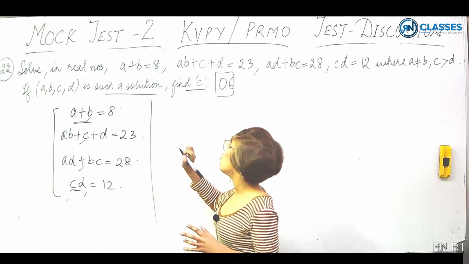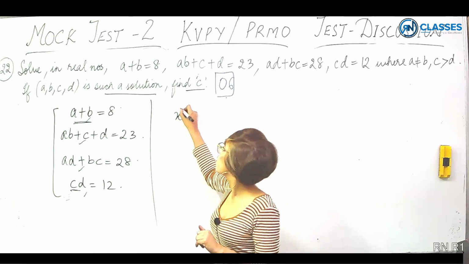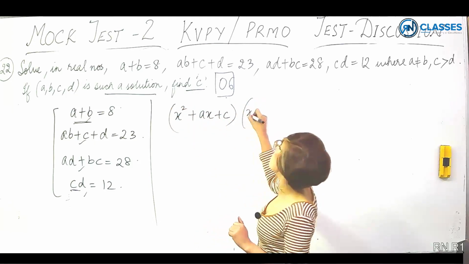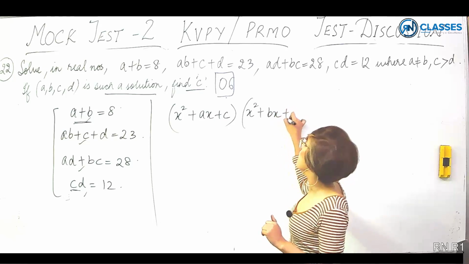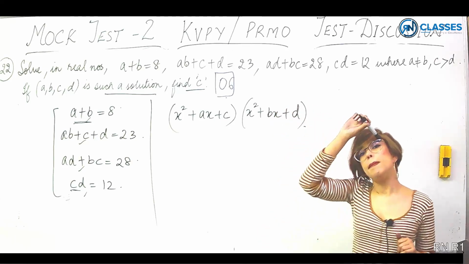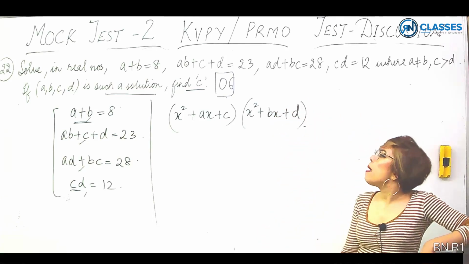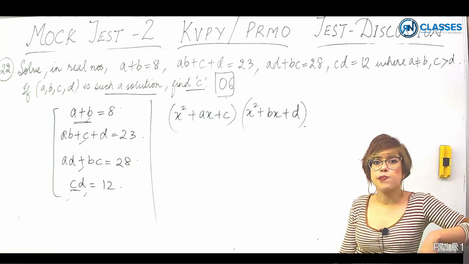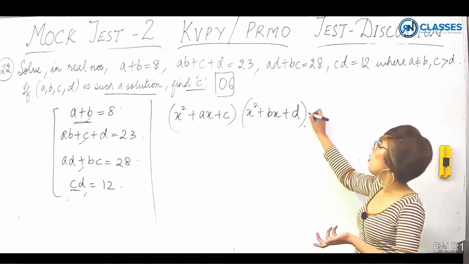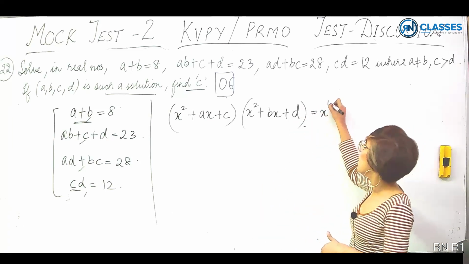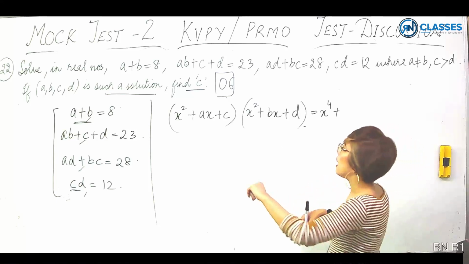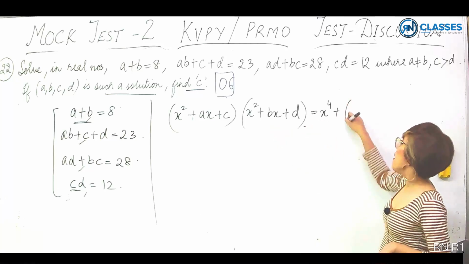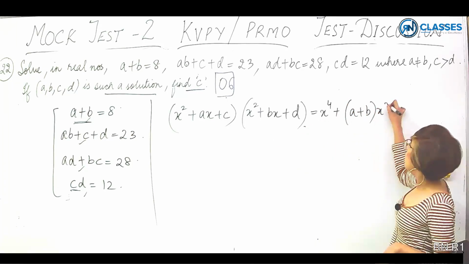Let me consider 2 quadratic factors. So, x square plus ax plus c, and the other I'll take x square plus bx plus d. Can you see that a plus b occurs in this and cd also occurs in this? Let me just open this up. So, x raised to power 4 plus coefficient of x cube. That will be a plus b into x cube plus.